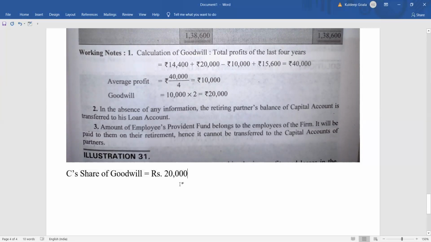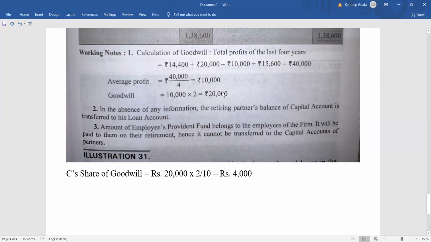So 20,000 is the amount of goodwill. And so what will be C's share? C's share will be 20,000 into 2 by 10, right? It was 5:3:2, isn't it? So how much is it coming? 2 by 10. Obviously, it is coming 4,000, right? Clear? So 4,000 rupees is C's share.